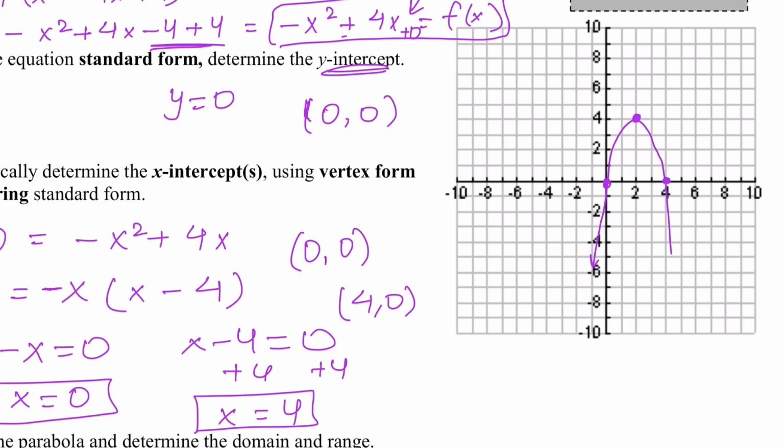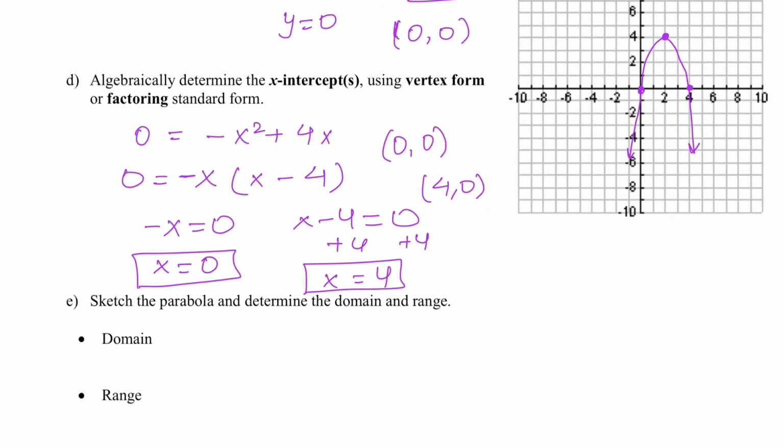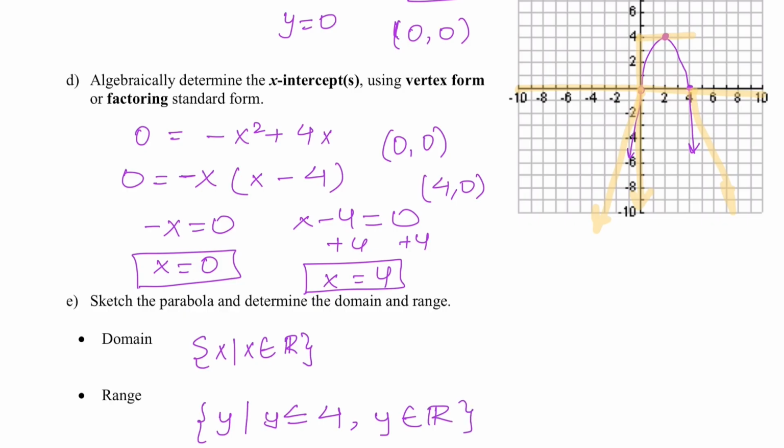Okay, and the domain, it will have all the values because it keeps expanding, right? It'll keep going and going. So x such that x is an element of the real numbers, and our range is going to stop at 4, including the 4, and it's going to go down. So the range is y such that y is less than or equal to 4, y an element of the real numbers. And that's it. Easy peasy.